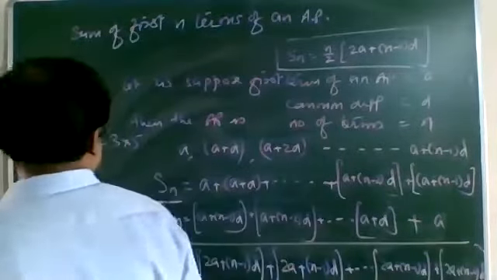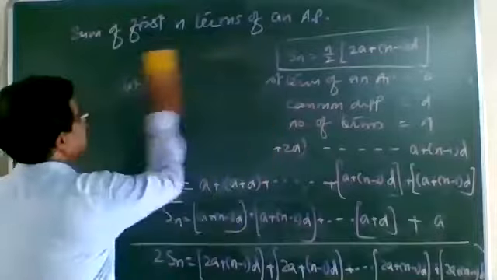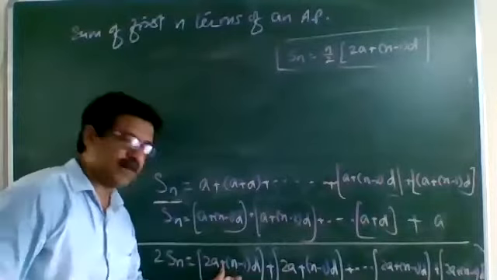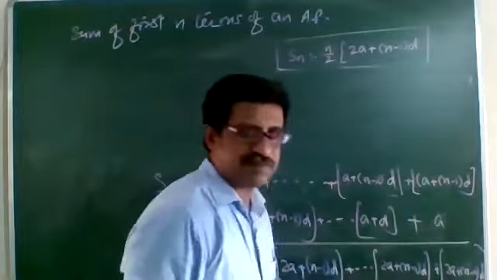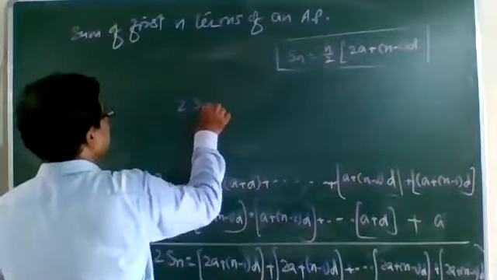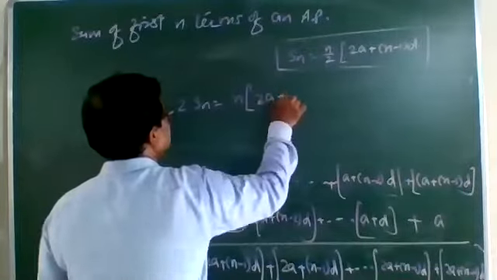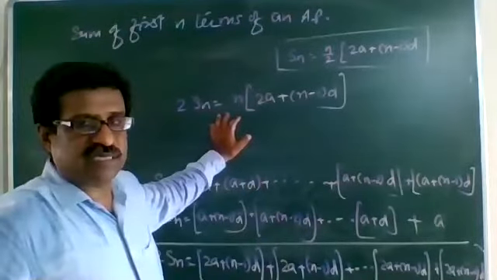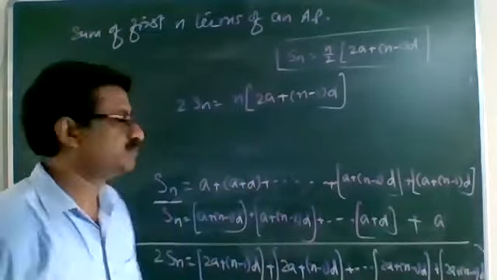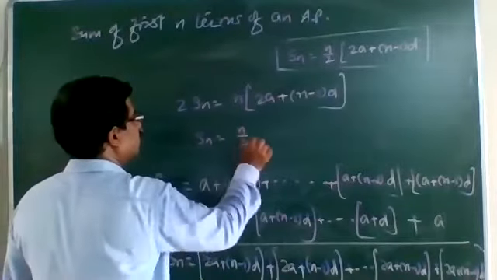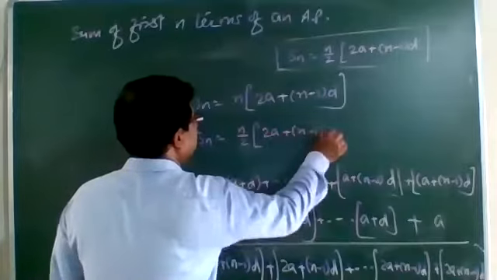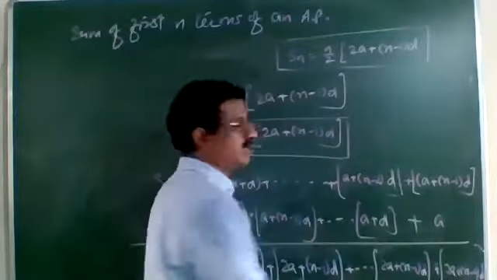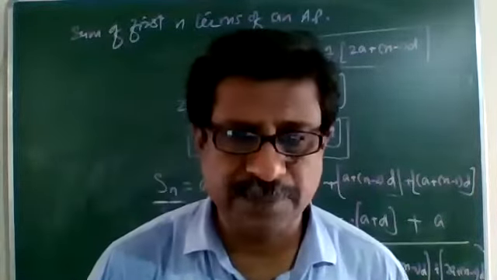Similarly, SL is n by 2 into 2a plus n minus 1 into d, and this 2a plus n minus 1 into d is added n times. Therefore, addition of all these will be n times of 2a plus n minus 1 into d. This twice of SN will be equal to n times of 2a plus n minus 1 into d, or SN will be equal to n by 2 of 2a plus n minus 1 into d. Because the 2, if you bring it down, this will become the formula for sum of n terms of an AP.